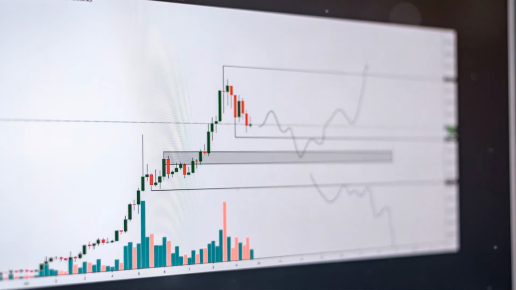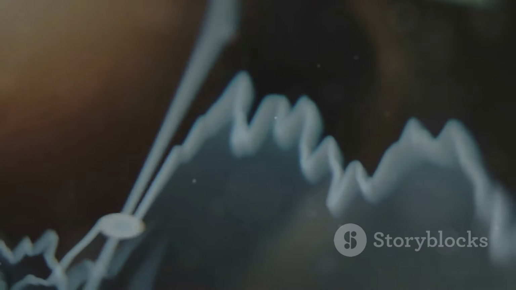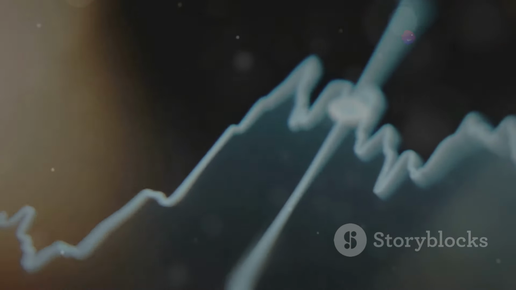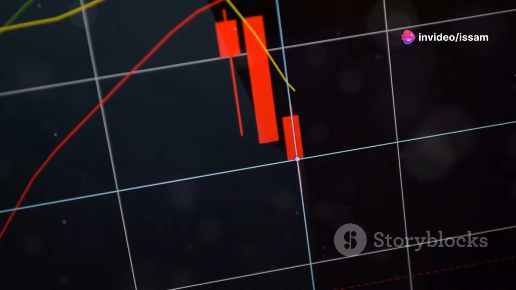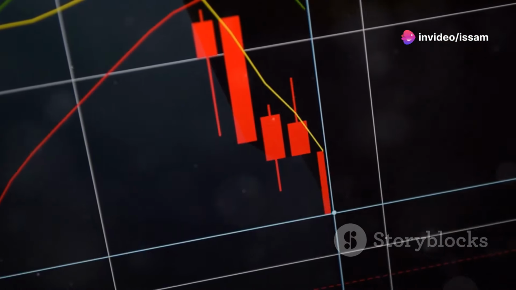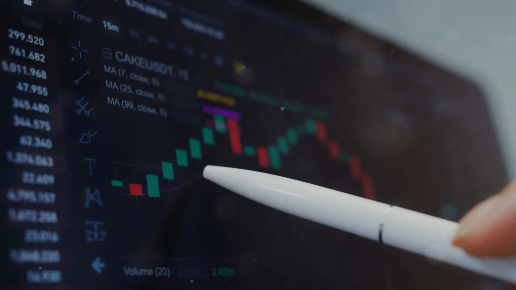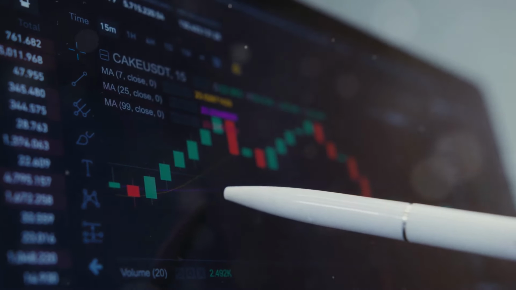Now let's talk about breakouts. A breakout happens when the price breaks above or below these trendlines, signaling that the market might be starting a new trend. When price breaks above a downtrend line, it's a bullish signal, and when price breaks below an uptrend line, it's a bearish signal. This is where the fun begins. If you're looking for high-probability trades, a confirmed trendline breakout can be your golden ticket.